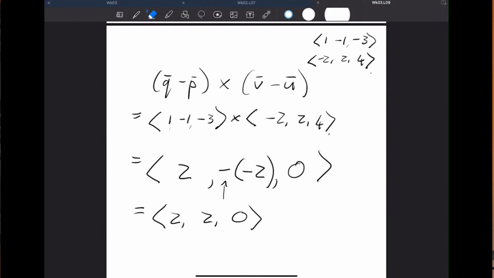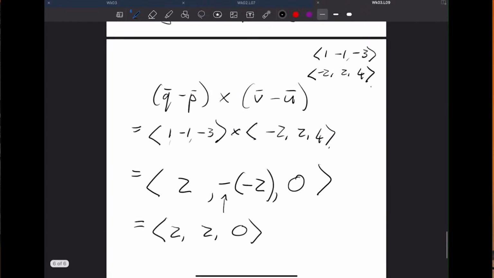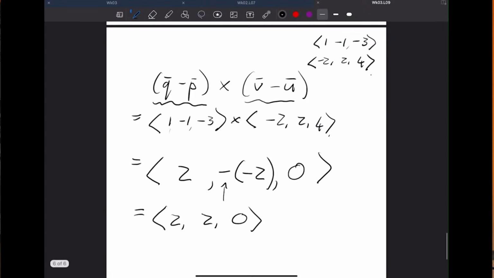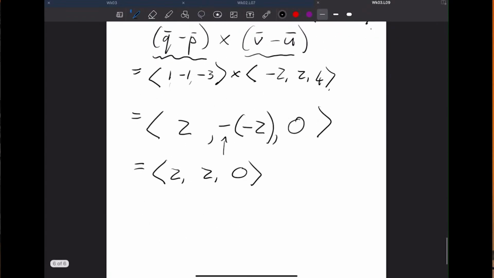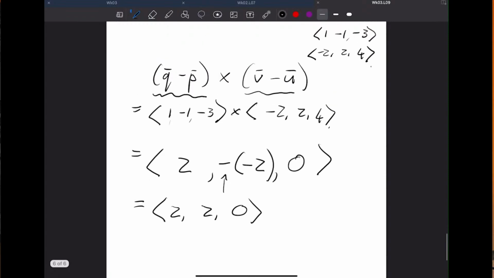There is a question from Mr. and Miss Hadebe. How do we choose which one to put on top? It's always the first one that you put on top. If you put the other one on top, you will end up with a sign error. So it's always the first one on top, second one on the bottom. Okay, so now we have a direction that is perpendicular to Q minus P and V minus U.